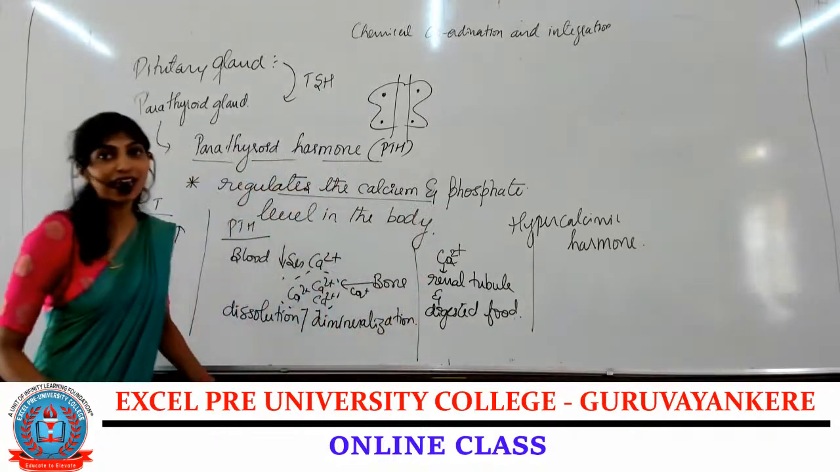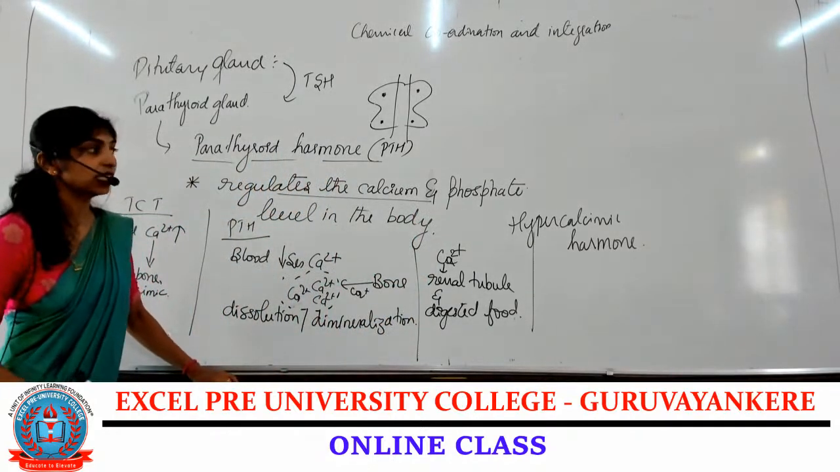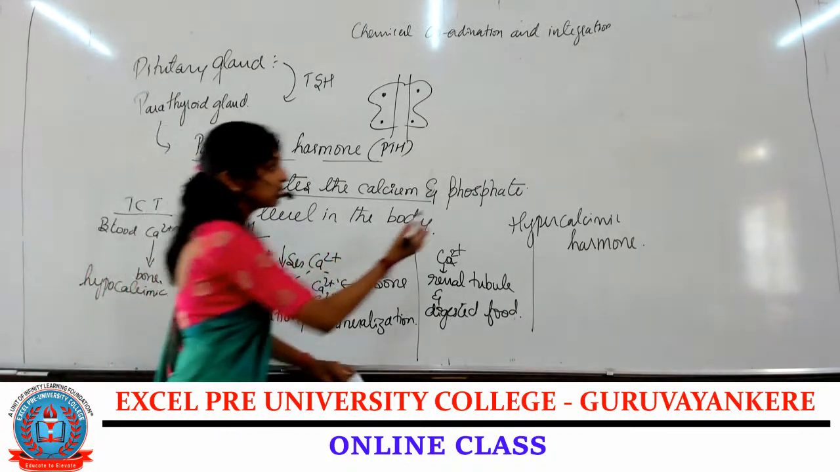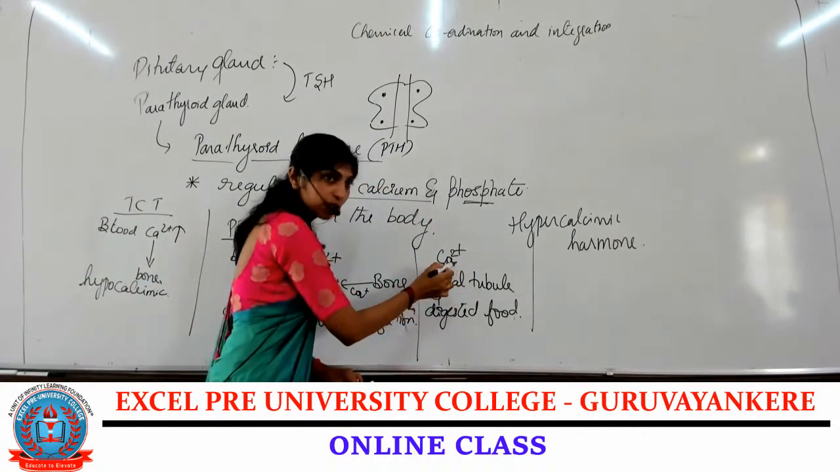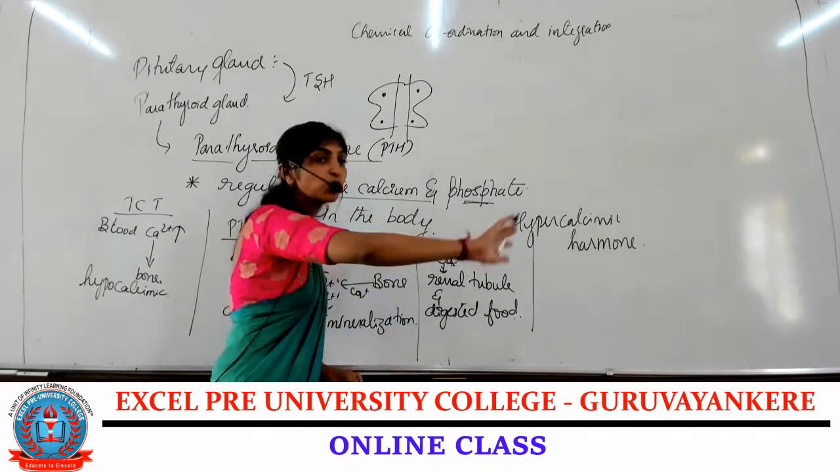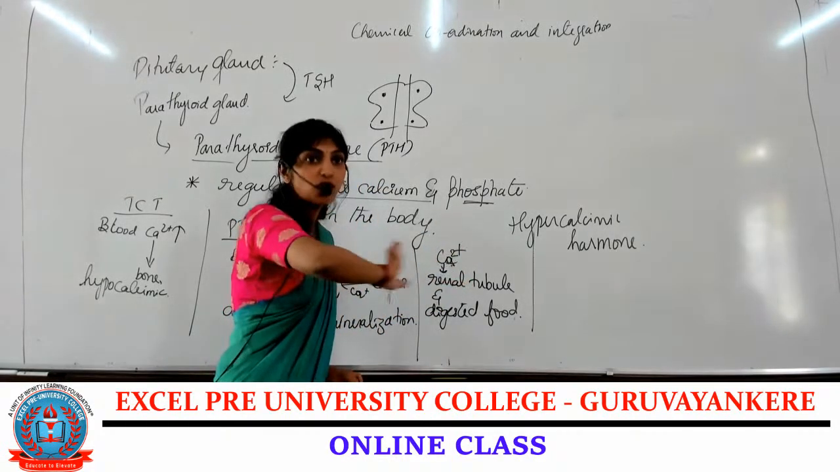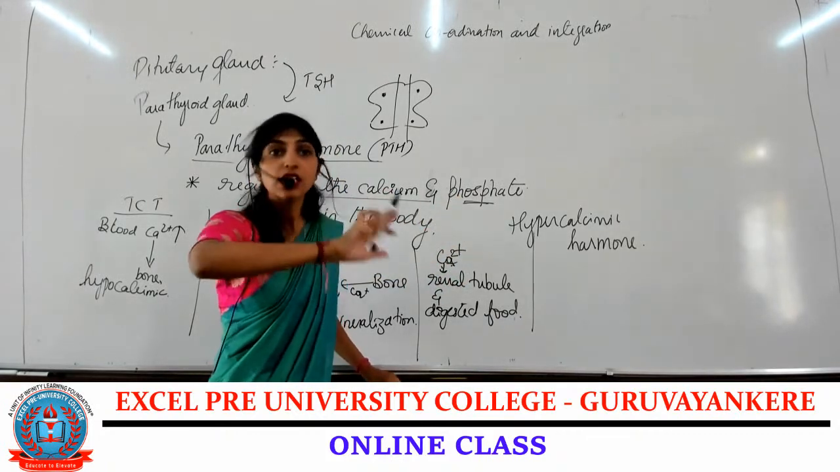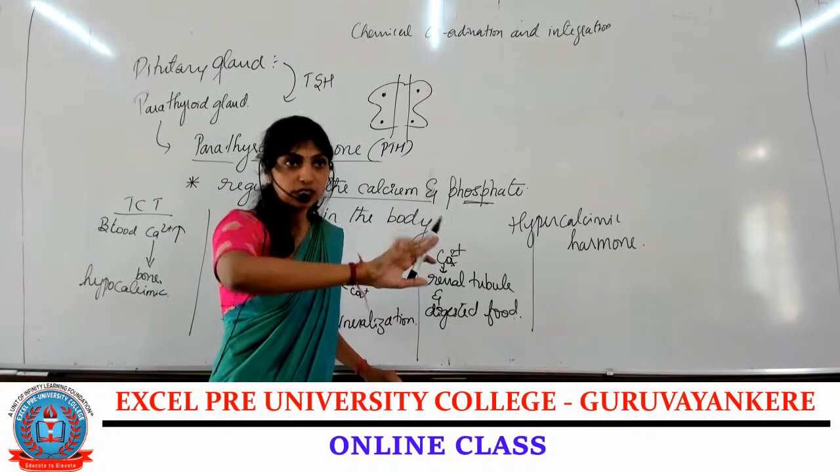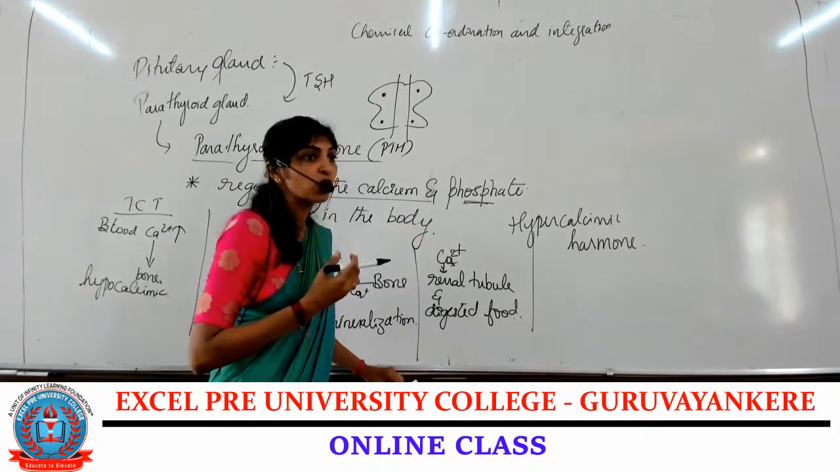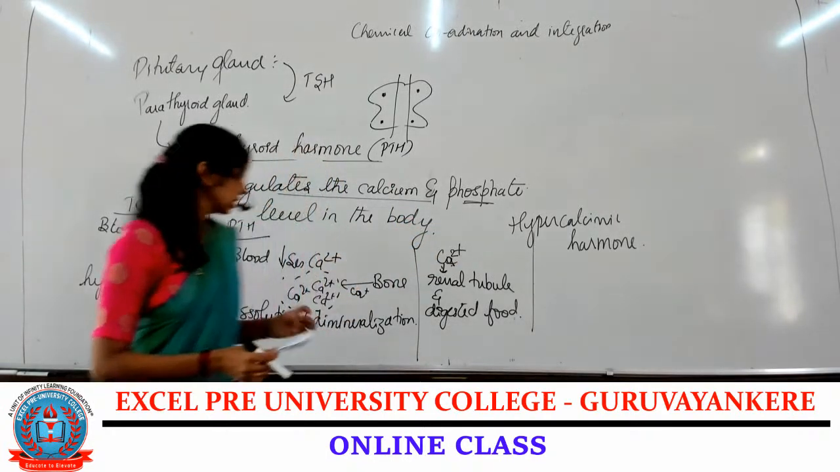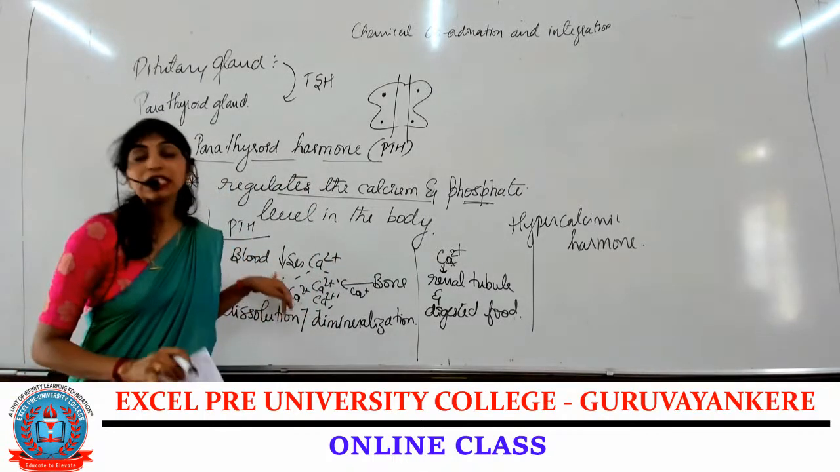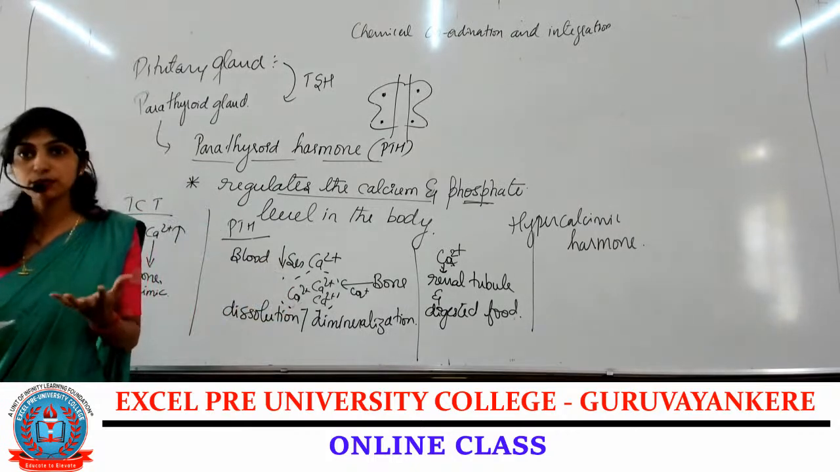I repeat, what is the main function of parathyroid hormone? It regulates the calcium and phosphate level in the blood. When it takes up calcium, it also helps to throw out potassium and phosphate along with the excretory waste, due to the excess absorption of calcium. Their main function is to maintain the calcium balance.